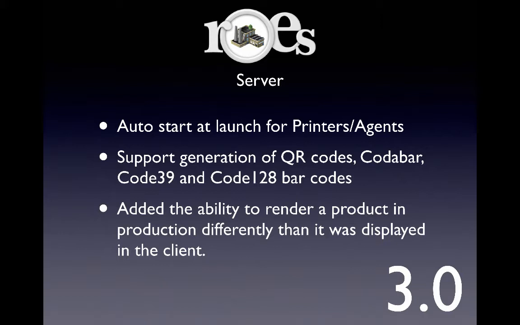We've also added the ability to produce a product in the server differently than how it was displayed in the client. So that's an important addition. So for example, you can now display a product as a single 2x3, but produce it as a 4-up in the server on the production side.